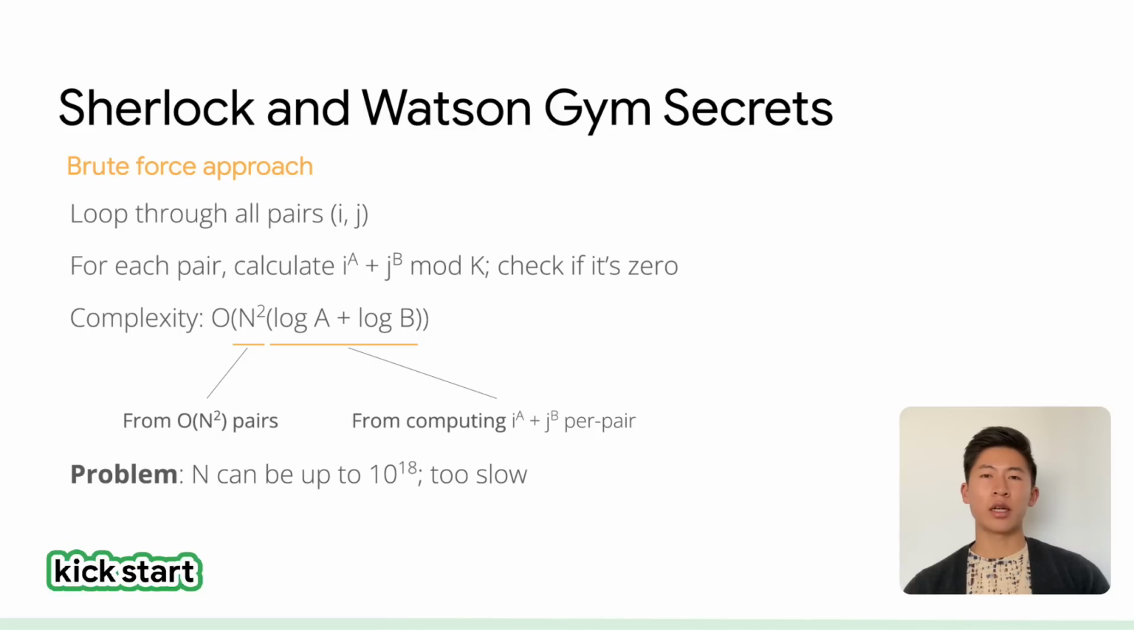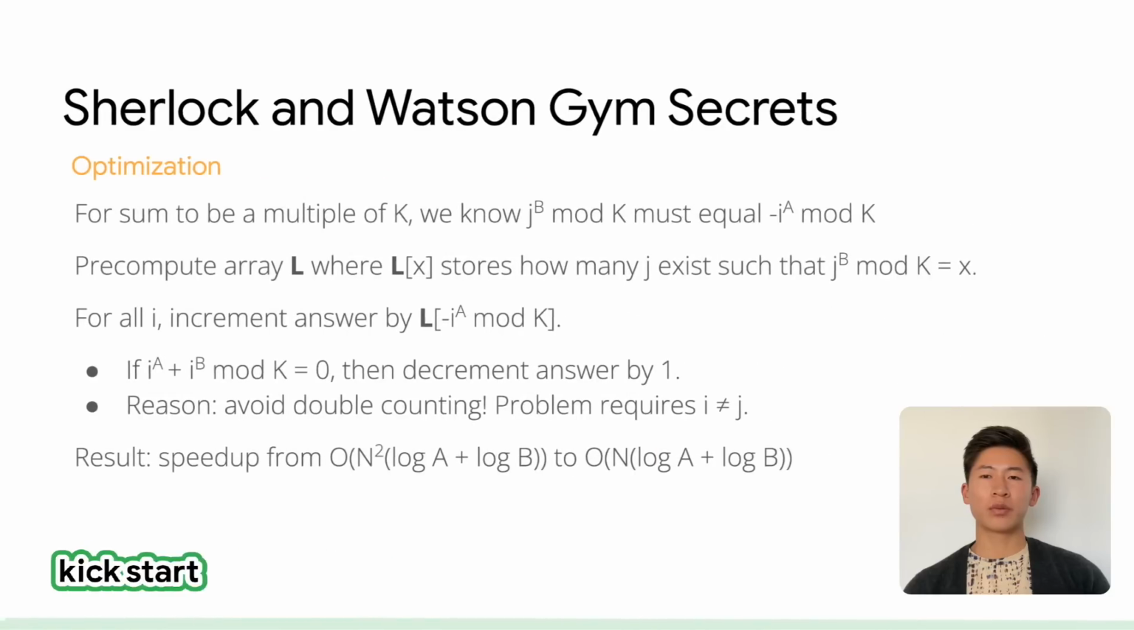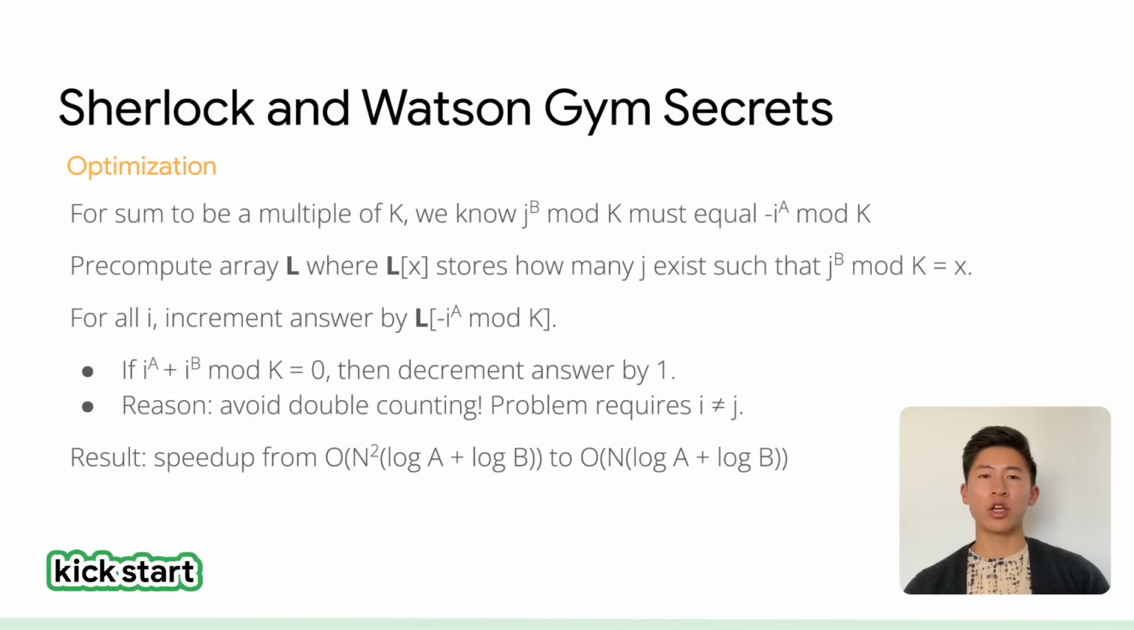We can optimize this though by realizing that when we loop over i, the first integer in the pair, and then loop over j, the second integer, to process all the pairs, the inner loop over j is being repeated over and over again. For any i, our goal is to find j such that j to the b mod k equals minus i to the a mod k.